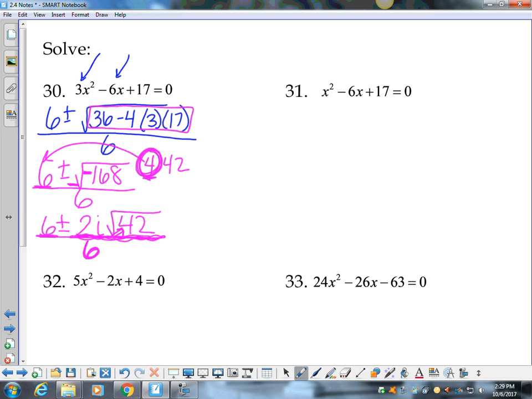So we're reducing this 6 with a 2. So I'm going to take a 2 from everybody. So 3 plus or minus, you can put a 1 there if you want to, i root 42 all over 3. Can you cancel the 3's? No, because the 3 on top is married. So that's it. There's your answer.